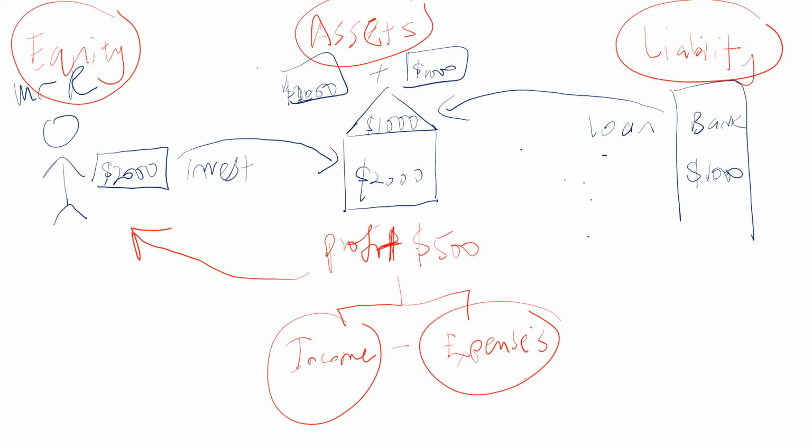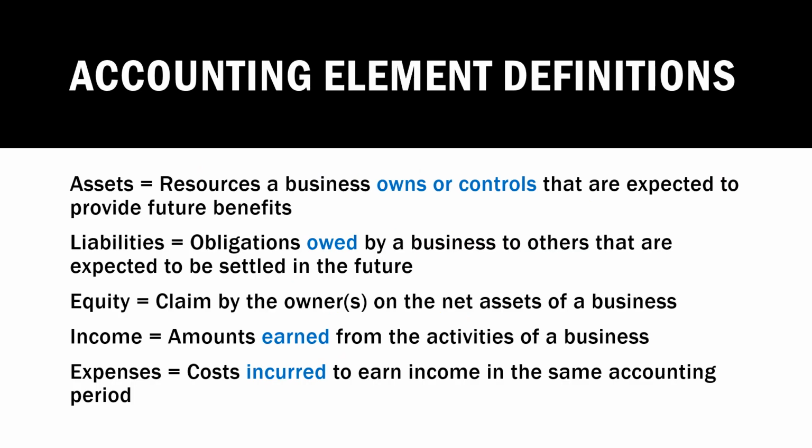But of course, in POA, you need to remember and understand that it's not just calculation-wise. You also need to be very good at the definitions. So what are the official definitions of each element? Assets basically refers to resources that a business owns or controls that are expected to provide future benefits. So that's the $3,000 that the business gets to keep and use. Liabilities are basically obligations owed by a business to others that are expected to be settled in the future. So that $1,000 from the bank, the business needs to pay back when time is up.